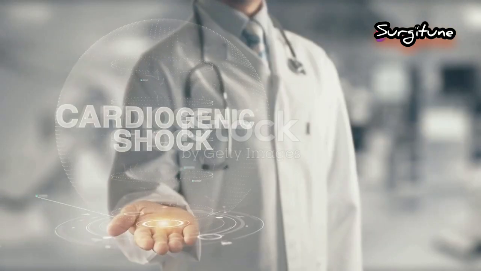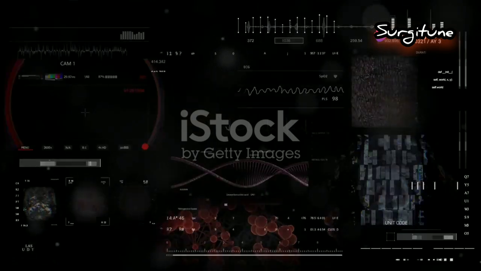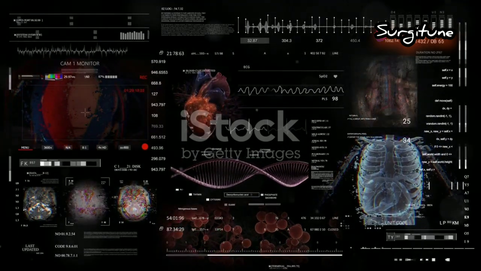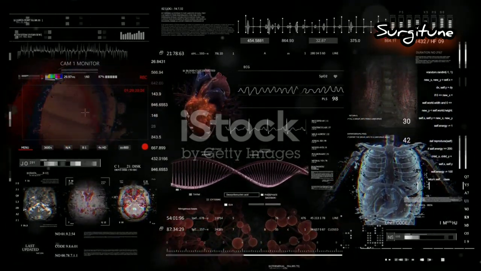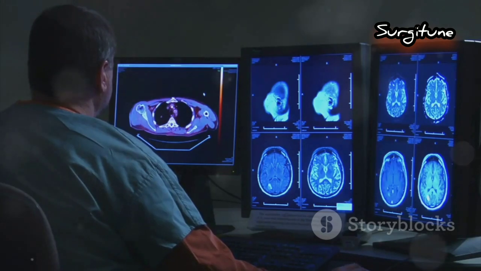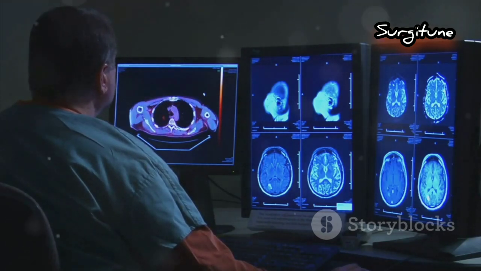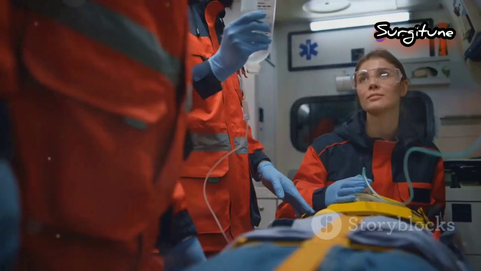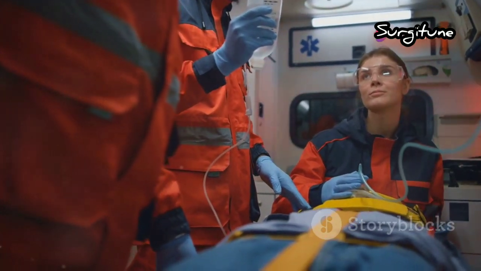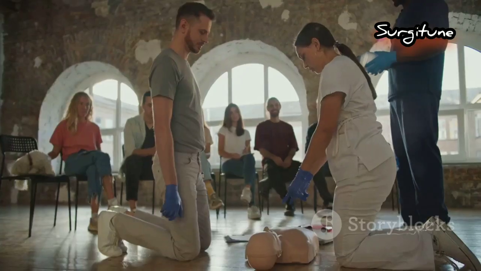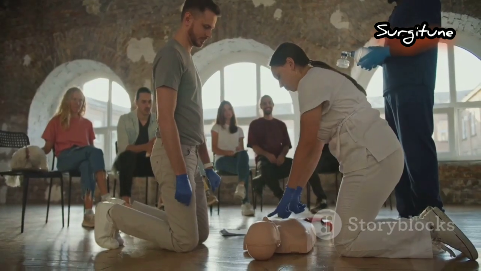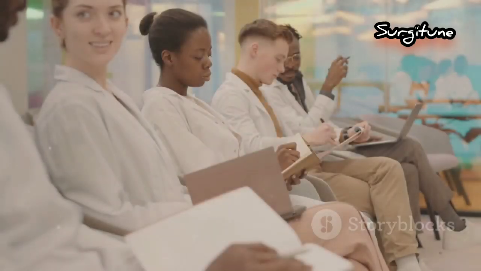Shock is a critical medical condition. It occurs when the body's tissues don't receive enough oxygen-rich blood. This lack of oxygen can lead to organ damage. In severe cases, shock can be fatal. It's a medical emergency requiring immediate attention. Recognizing and managing shock is paramount in healthcare.